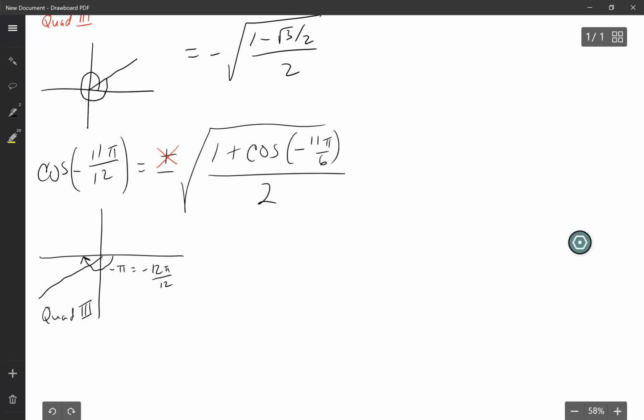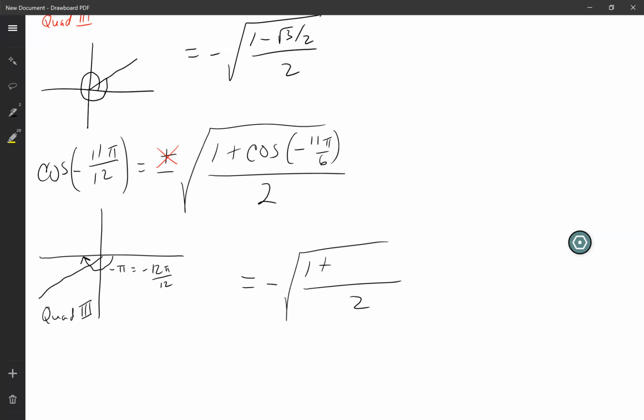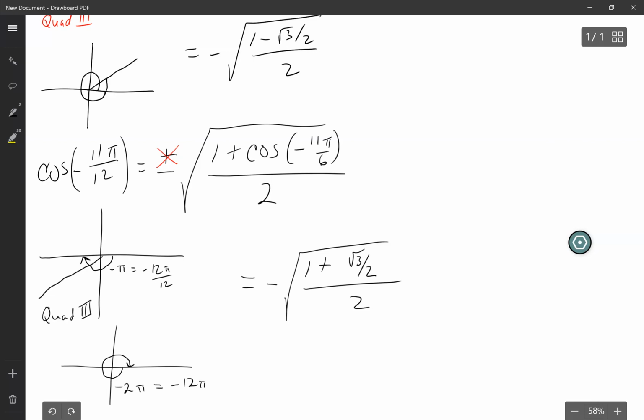Okay. So now we're ready to do this. This is going to be negative square root of 1 plus something over 2. I've got to figure out what the cosine of 11 pi over 6 is. Well, it's a pi over 6 angle, so I know we're going to have a square root of 3 over 2 for the cosine. And now let's think about where negative 11 pi over 6 is. If I went all the way around, that would be negative 2 pi, which would be negative 12 pi over 6. So negative 11 pi over 6 is just short. So I'm in quadrant 1, so that would be positive root 3 over 2. So we're done with that particular answer.